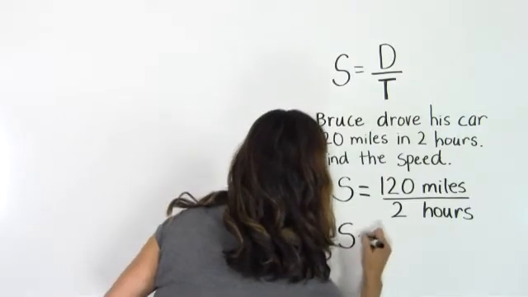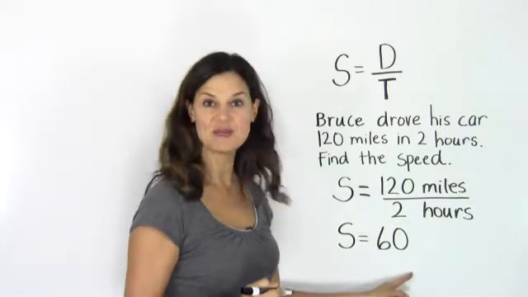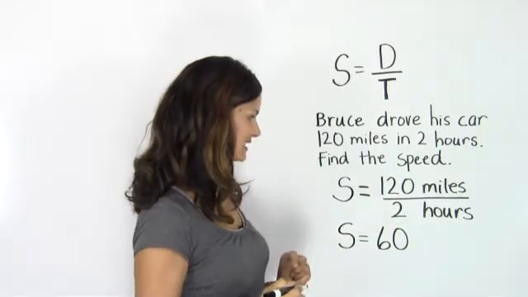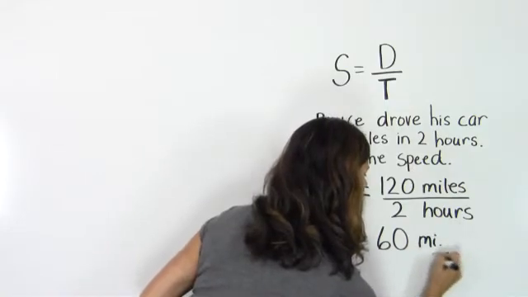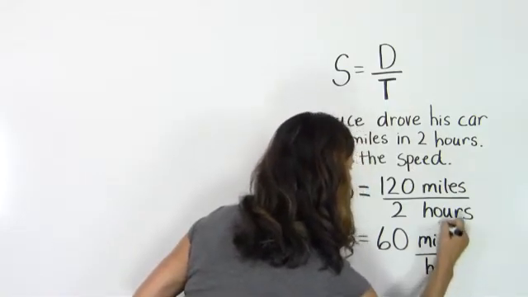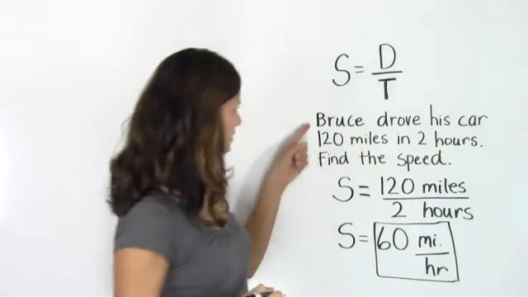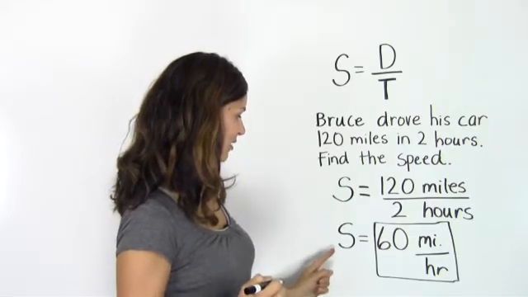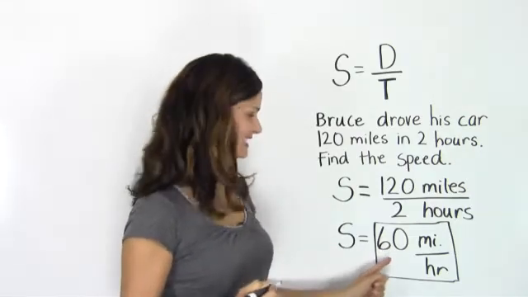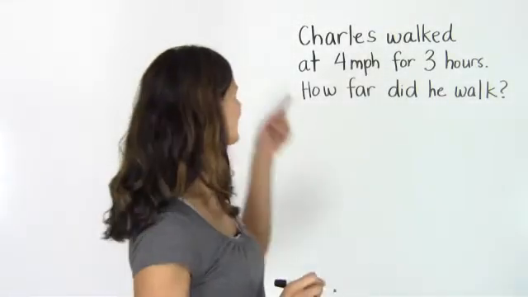So my speed is 60, and I always have to label my answer. I can't just leave it 60. I need to say 60 miles per hour. So the solution to my problem is that the speed that Bruce drove his car was a speed of 60 miles per hour. Let's look at another example using speed.